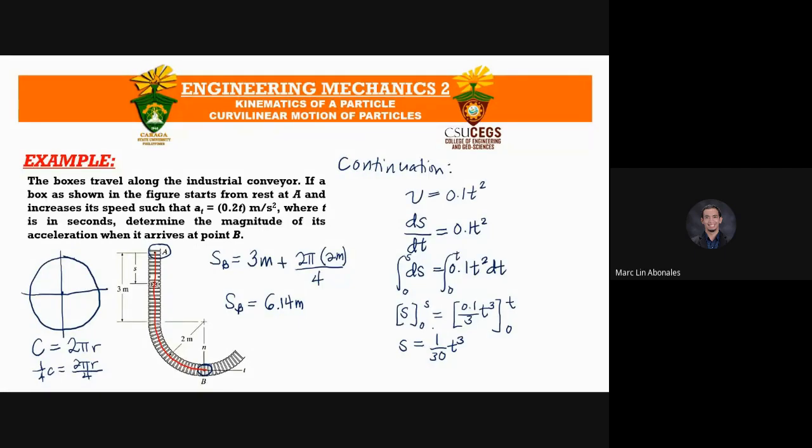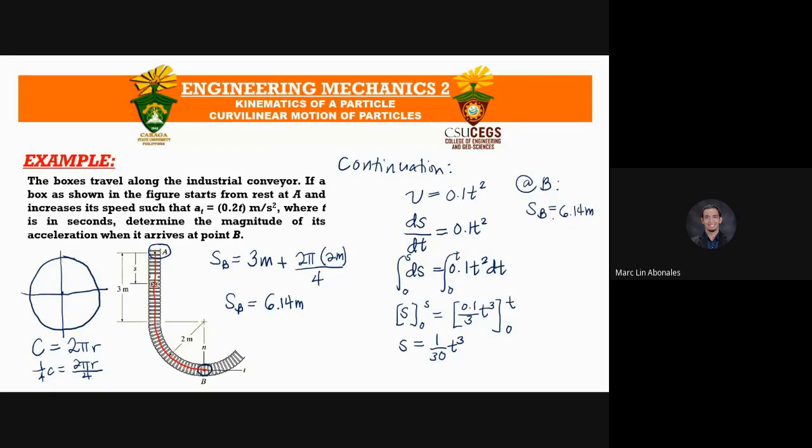So that is the equation for position at any time, and the velocity at any time, and the tangential acceleration at any time is a_t equal to 0.2t. So, at point B, the final position would be 6.14 meters. To reach point B, the final position of the box would be 6.14.